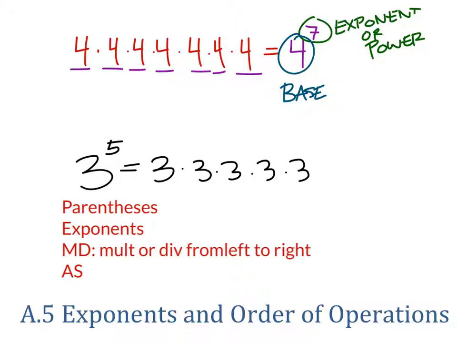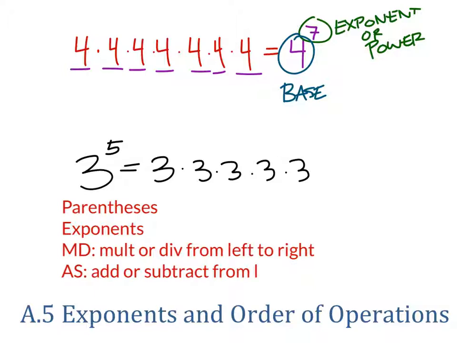So what that means is if we find division first, going from left to right, then we would do the division first. And same with the A and the S, that's addition and subtraction. If the subtraction comes first from left to right, then we would do that first. So add or subtract from left to right.